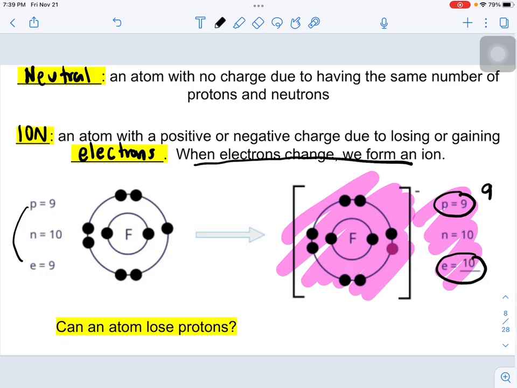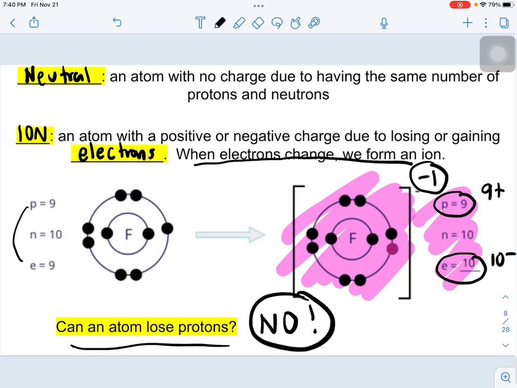So I have 9 protons, so that's going to give me a charge of 9 plus, but I have 10 electrons, so now I have a 10 minus. So this ion is going to have a negative 1 charge because that's the difference. Now, a very important question to answer here on the bottom is, can an atom lose protons? And for now, we're going to say the answer is no. We're focusing on gaining or losing electrons, and that's what makes you an ion.